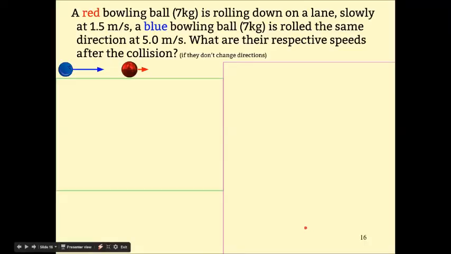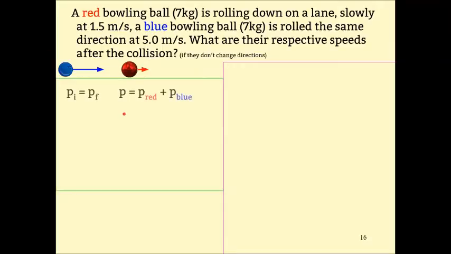So let's look at an example. We have a red bowling ball that has a mass of 7 kilograms rolling down a lane slowly, at 1.5 meters per second. And I have this blue bowling ball coming from behind it that's also 7 kilograms, but now it's rolling at 5 meters per second. What are their respective speeds after they collide if they don't change directions? They don't go off sideways. They just keep on going down the lane.